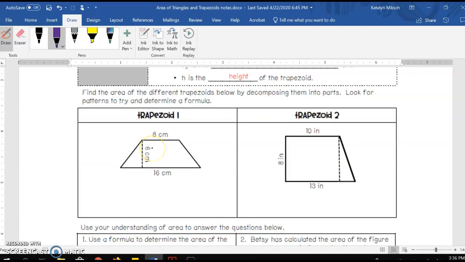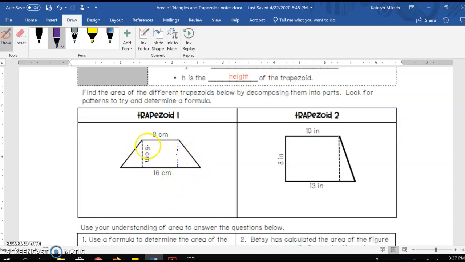So let's look at these two problems. Now the instructions say we're going to break them down into parts. We're going to try one of the problems that way, and then we'll do the other problem the way we do with the formula. So if we look at this first trapezoid, trapezoid number 1, if I were to break it into parts, I can make a rectangle and 2 triangles.